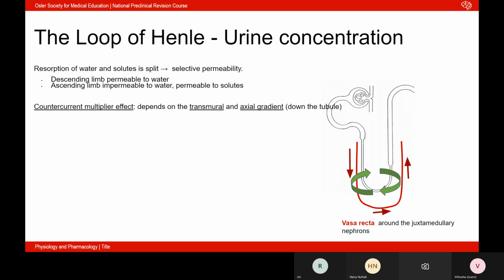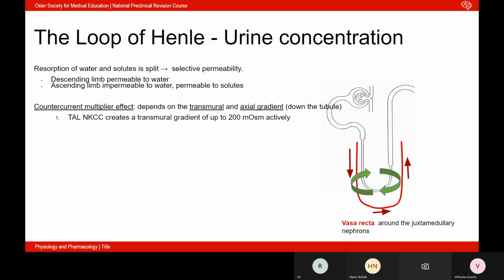So now that we have this set up, the countercurrent multiplier effect occurs in steps based on the selective permeability. There are 2 gradients to consider here. There's the transmural gradient, so that's the gradient between the tubule and the medulla, and the axial gradient, so that's the gradient along the length of the loop of Henle.